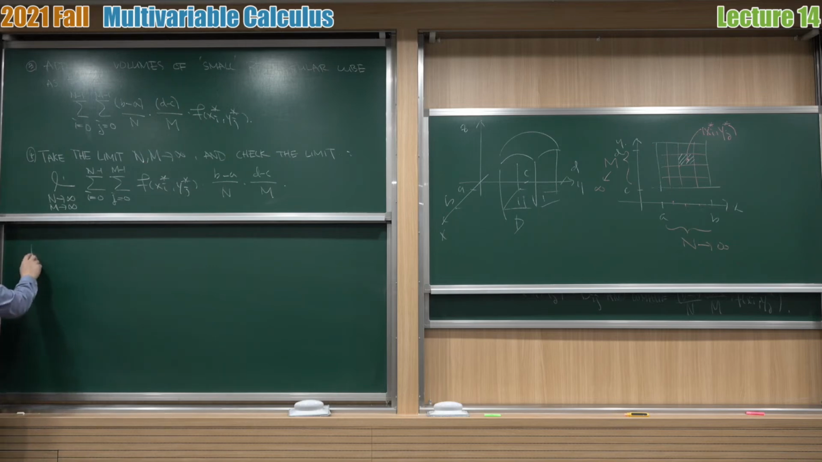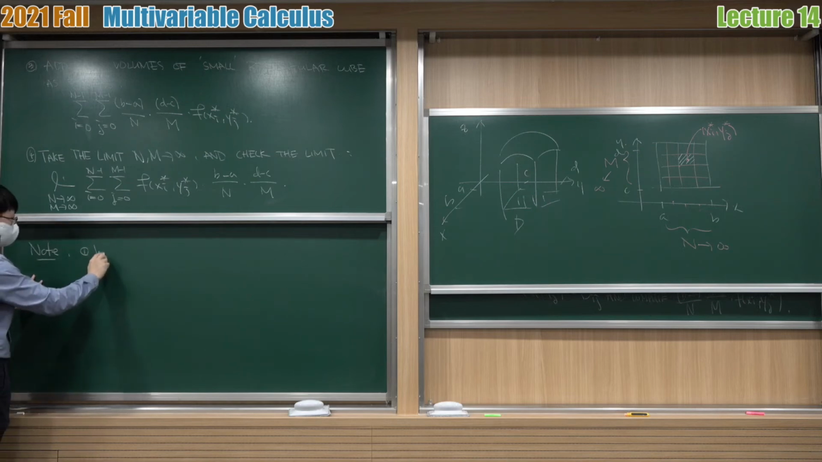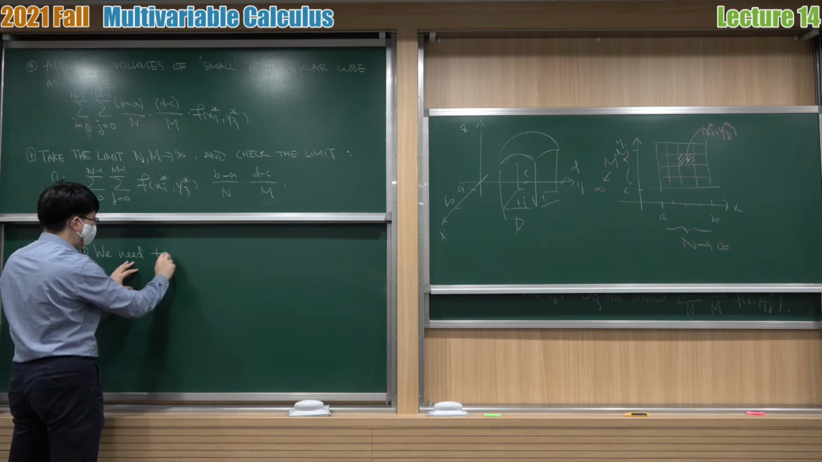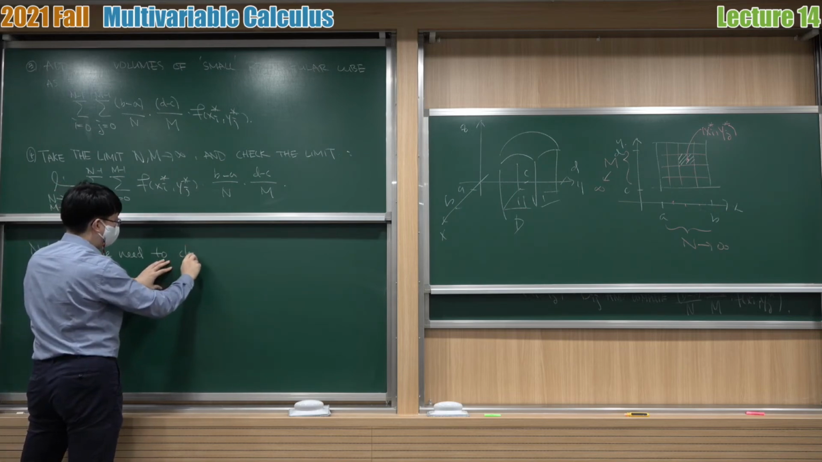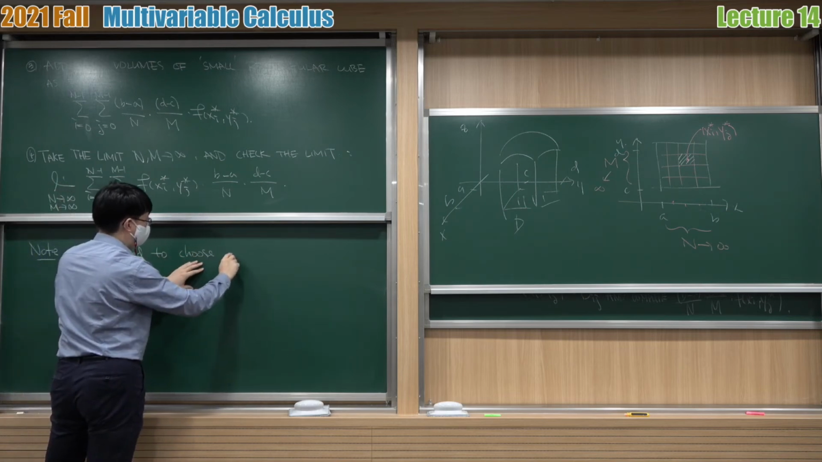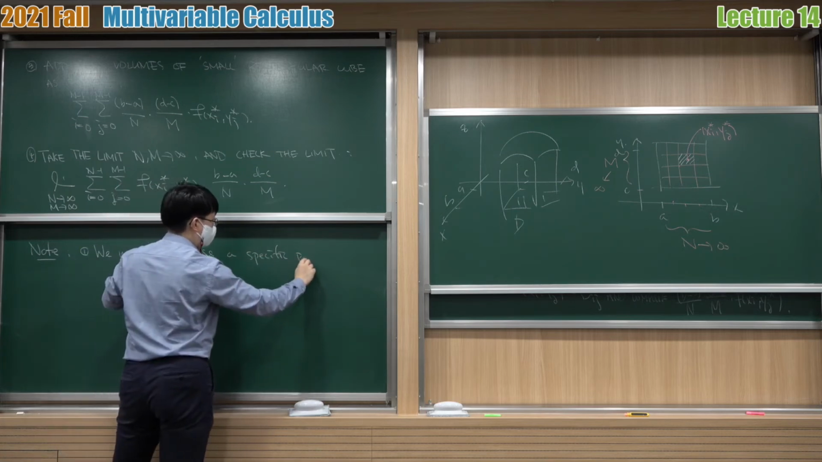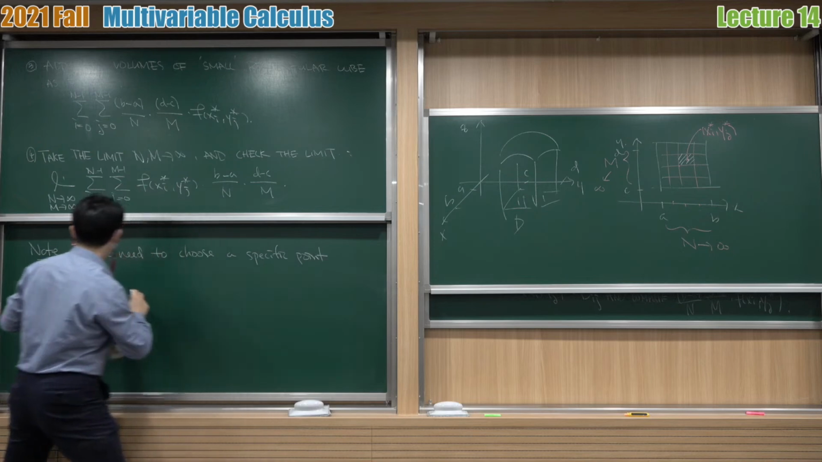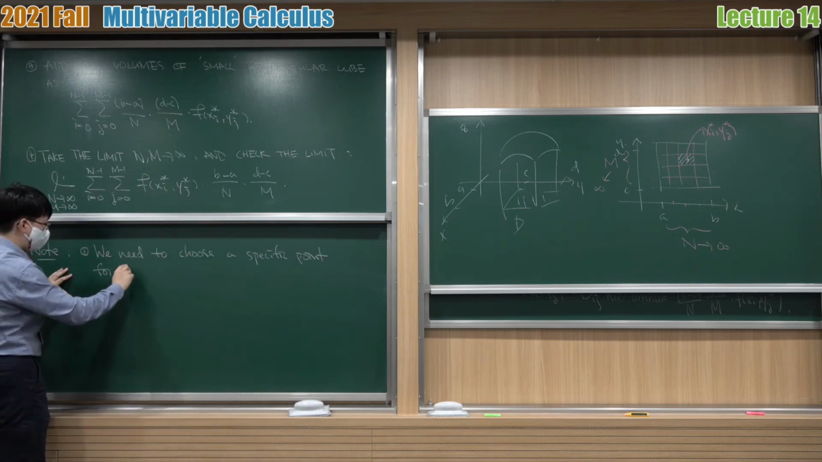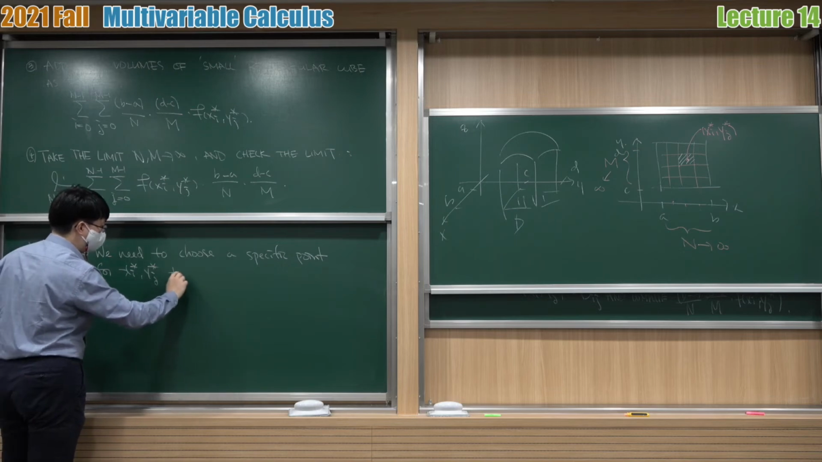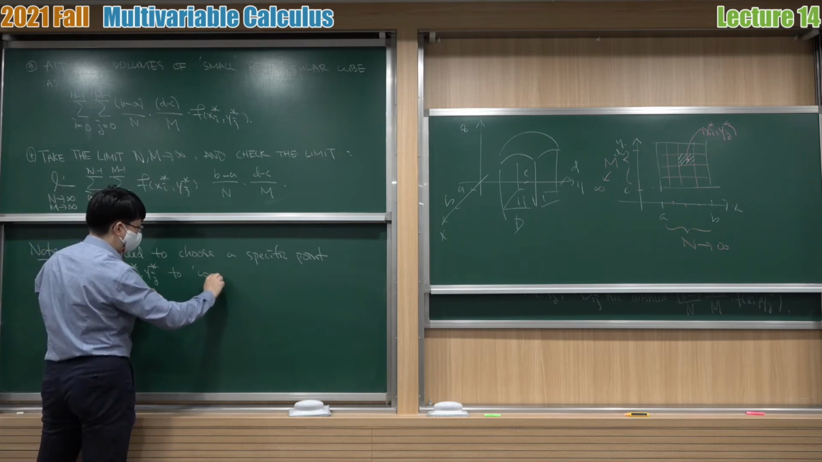So the first point is that we need to choose a specific point for xi star and yj star to compute.